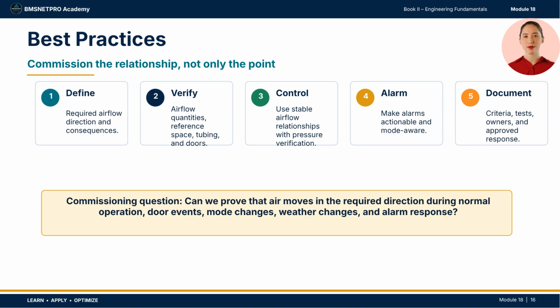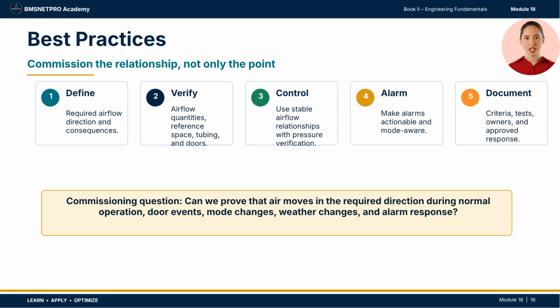Best practice is to commission the relationship, not only the point. Define the required airflow direction, pressure relationship, responsible authority, and consequence of failure. Verify airflow quantities, leakage paths, door behavior, sensor range, reference location, and tubing. Control from stable relationships rather than chasing every door event. Make alarms actionable, mode-aware, and tied to approved response. Document the criteria, test methods, responsible owners, and results.